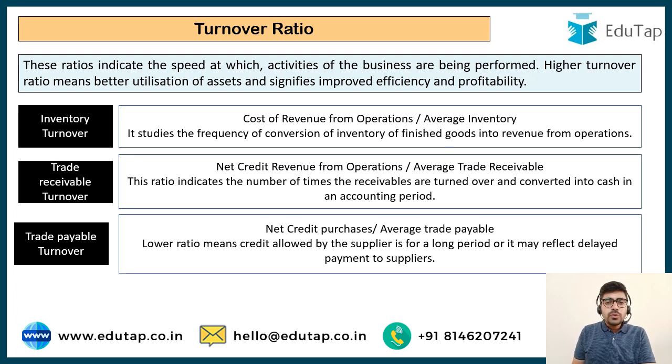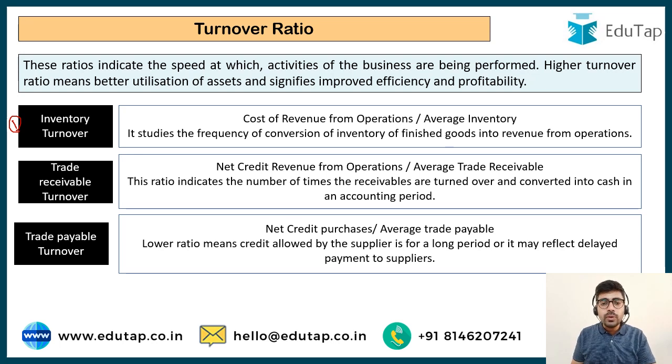Now these ratios indicate the speed at which the activities in the company are being performed, how effectively the company is utilizing its assets, and this signifies efficiency and profitability of the company. We have different turnover ratios. For example, we have inventory turnover ratio, which tells us how fast we are converting our inventory, our stock into revenue, into sales. How fast are we in converting the stock that we are having into the sales.